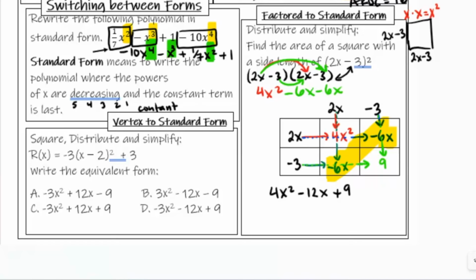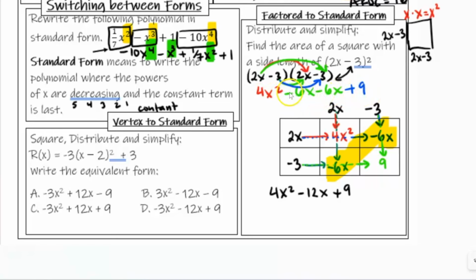And then finally, and I'll change my color to blue, negative 3 distributed to the last one. So negative 3 times negative 3, which is positive 9. And you can see this does the same thing as a box. You got this 4x squared right here. You got two negative 6x's right here. And then you got this positive 9 right here. And then all you're going to do is combine like terms.